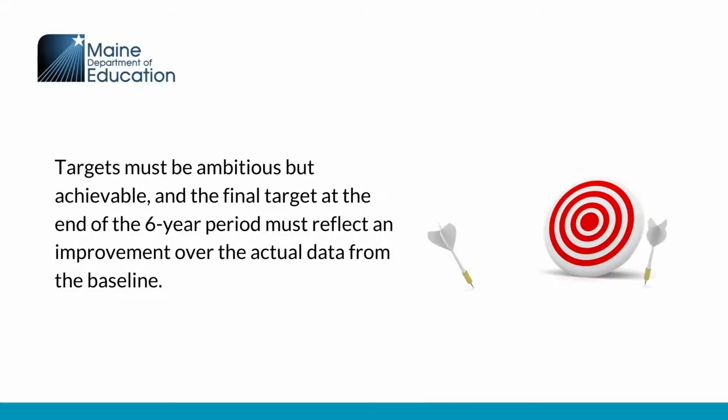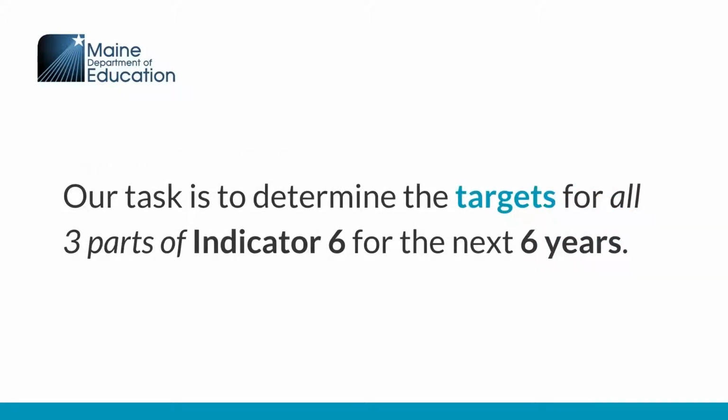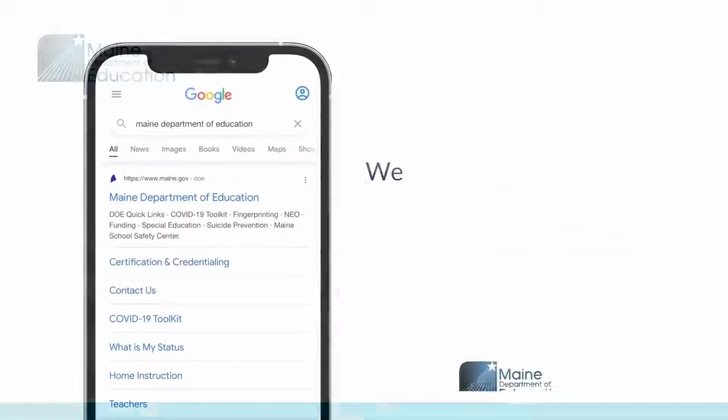Targets must be ambitious but achievable, and the final target at the end of the 6-year period must reflect an improvement over the actual data from the baseline. Our task is to determine the targets for all 3 parts of Indicator 6 for the next 6 years.